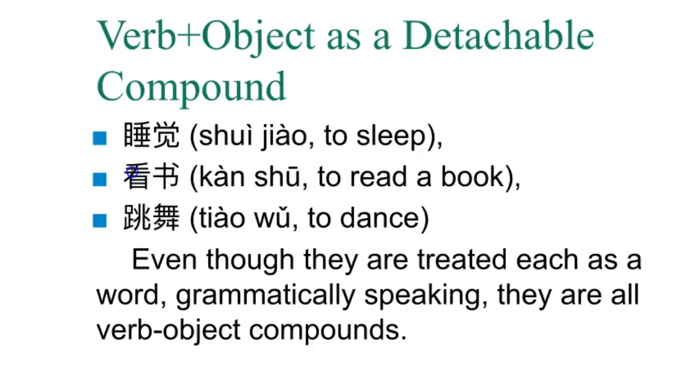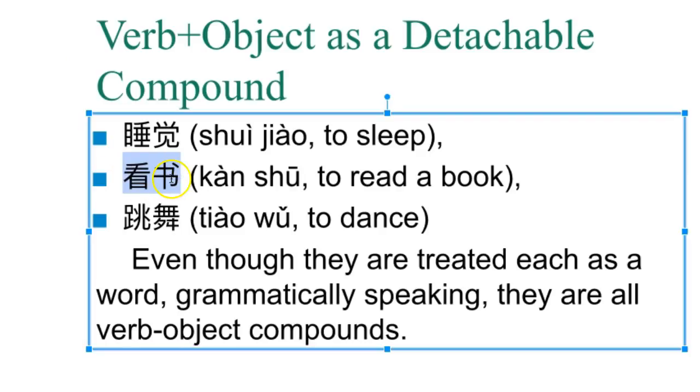For example, 看书 is an obvious example, to read a book. So of course I can say things like, I'm reading two books. 看两本书, we can separate them, detach them because they're grammatically these two things are distinct. One is a verb 看 and one is an object, book. But for most purposes, if I'm not trying to detach them, I can also use them together as sort of a compound word.